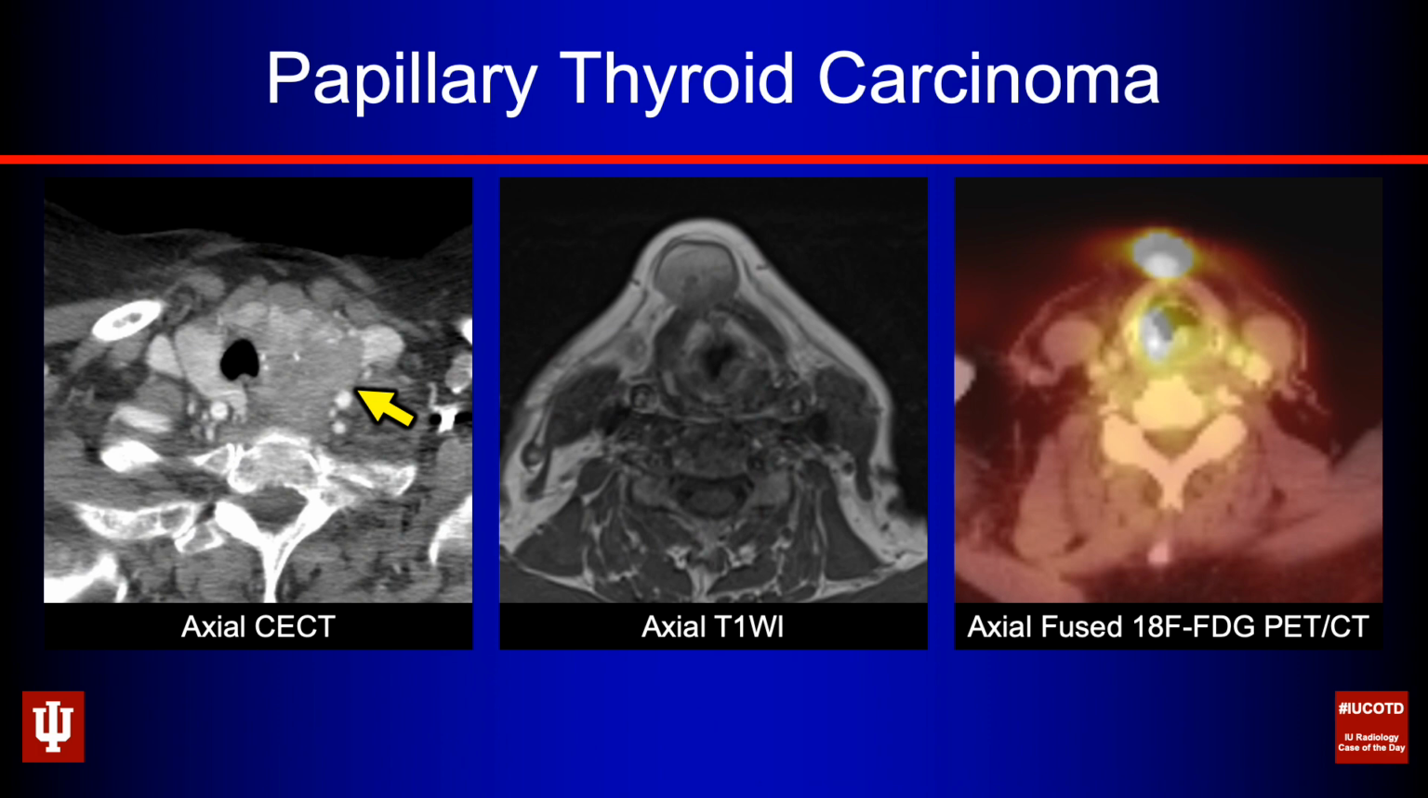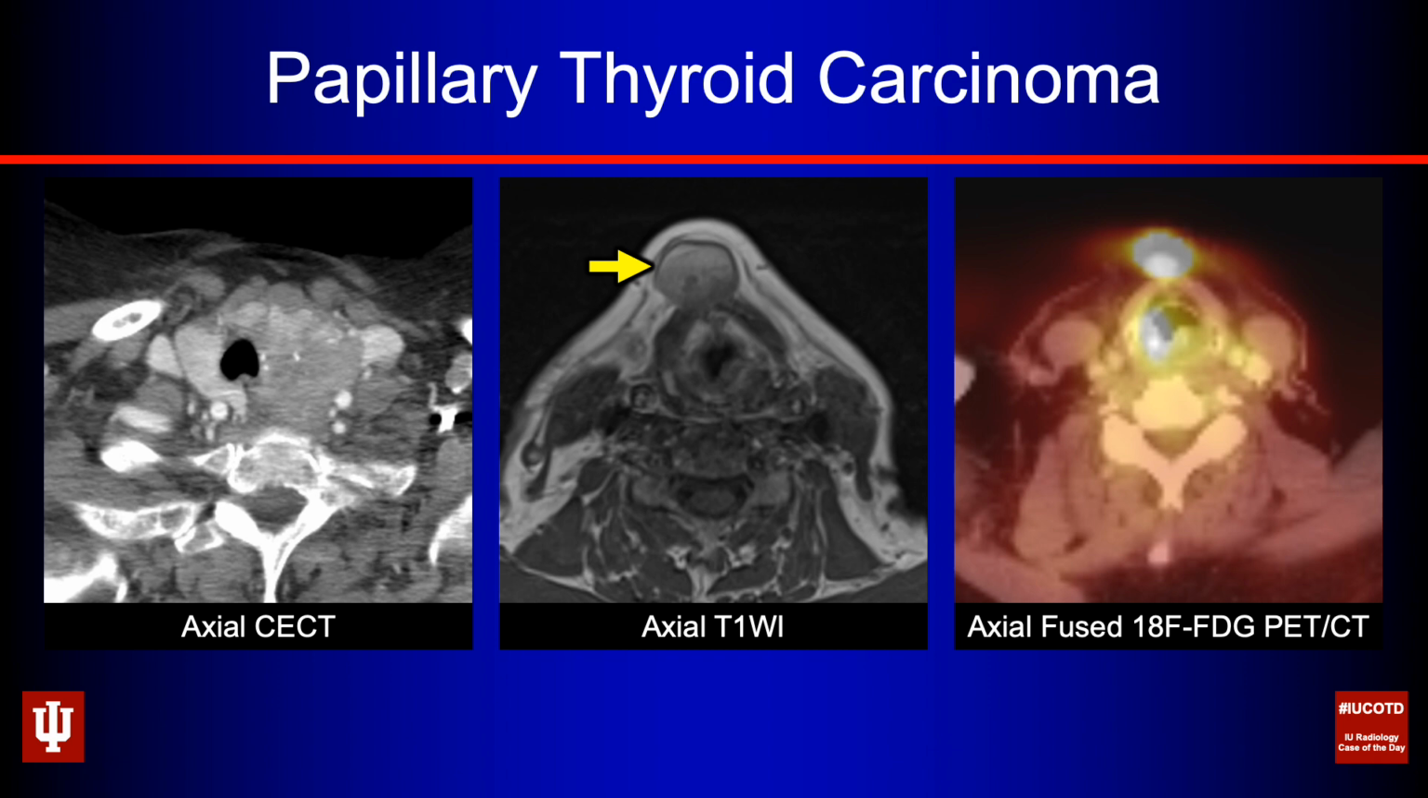Here's a patient that has papillary thyroid carcinoma. You can see this hypoattenuating or hypoenhancing infiltrating mass on the left side of the thyroid. It does look like it's invading some of the surrounding soft tissues. And you can see there are some stippled calcifications within it as well, denoted here by the yellow arrow.